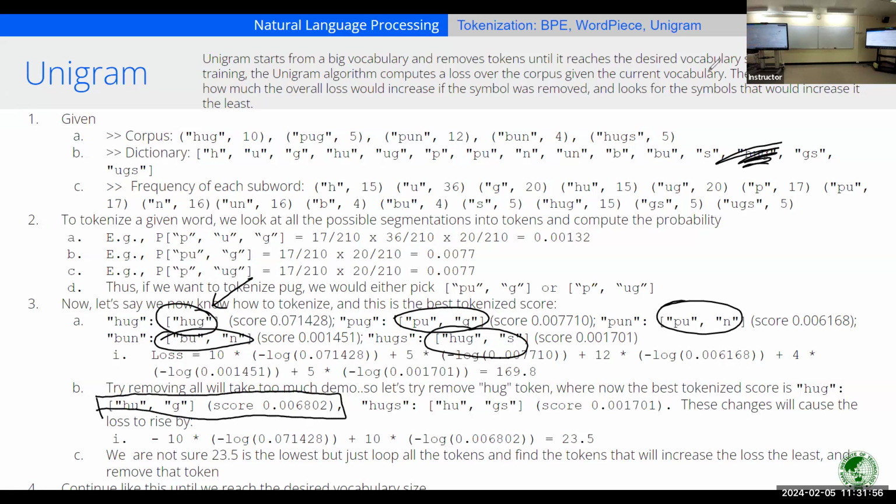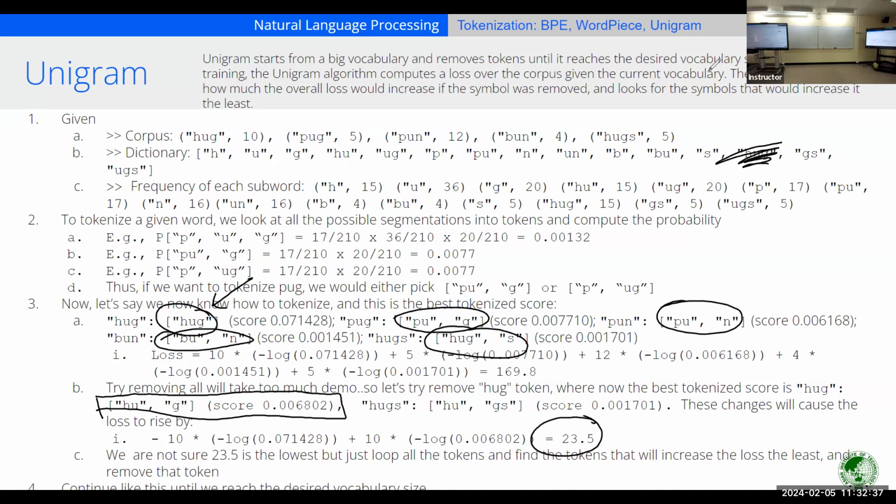Correct? So now, how do I check how much the increased loss is when I delete this guy and replace it with this guy? Basically, I just reverse this guy and then add the new guy. Now I know how much the loss is increased, which is 23.5. So how do we do this? We just delete every guy one by one and check which guy increases the loss the least. That would be the one that we should delete. Then we repeat the whole process again. And finally, we got the idea.